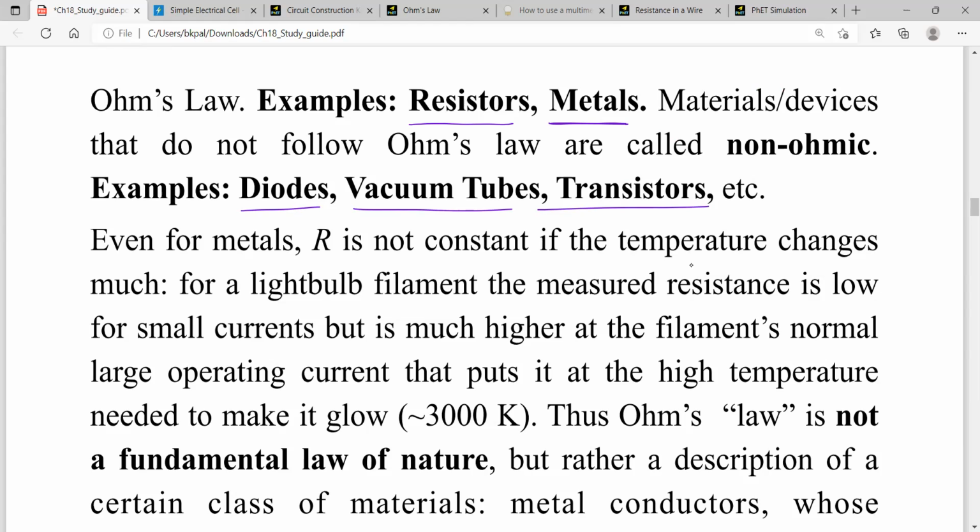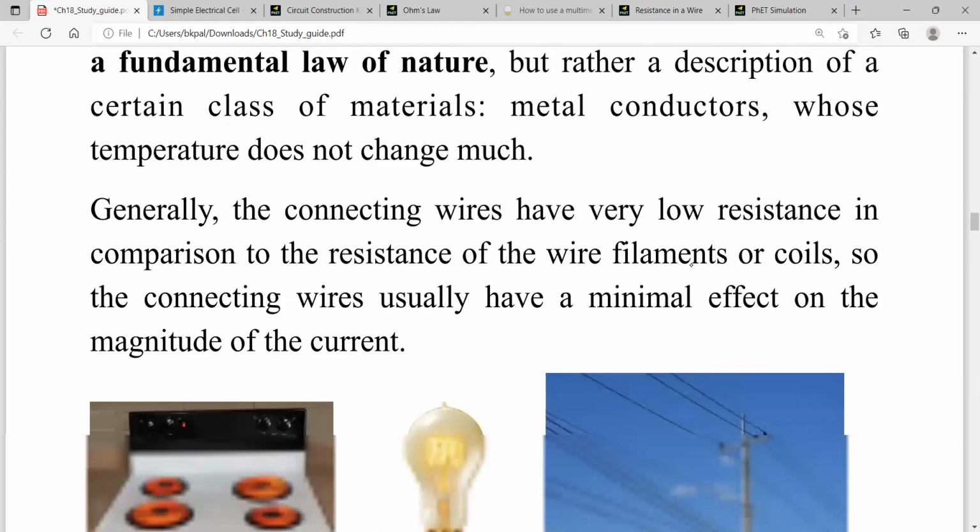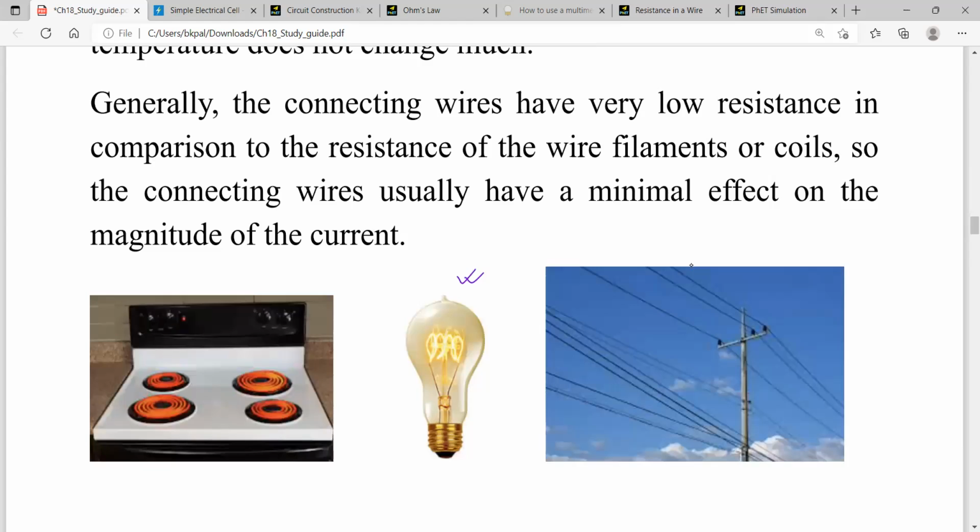For example, if you think about a filament bulb, so here I have a filament bulb. When it is glowing, the temperature is very high, so the resistance of this is different than when it is not glowing. That's why a filament bulb is not an ohmic substance.